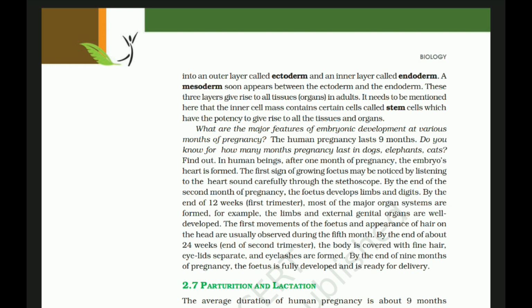By the end of about 24 weeks, end of the second trimester, the body is covered with fine hair, eyelids separate, and eyelashes are formed. By the end of the 9 months of pregnancy, the fetus is fully developed and is ready for delivery.